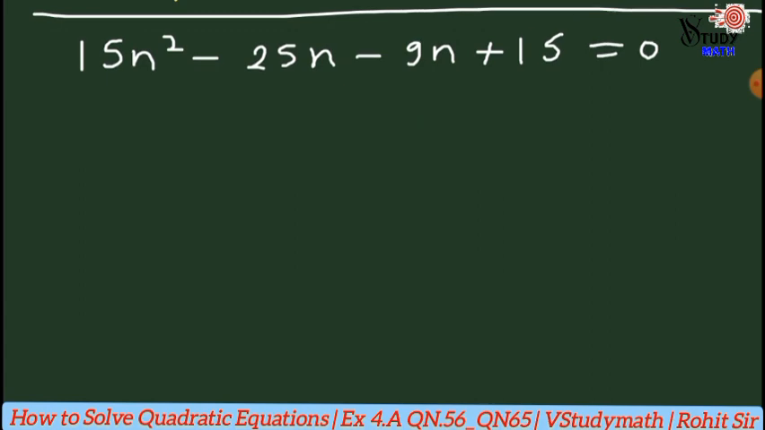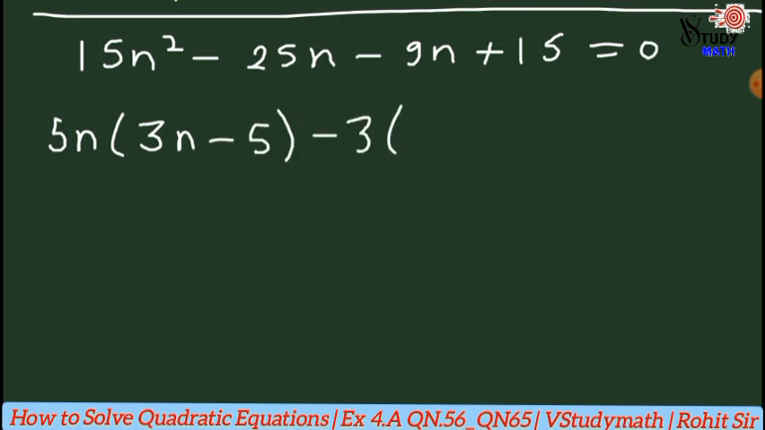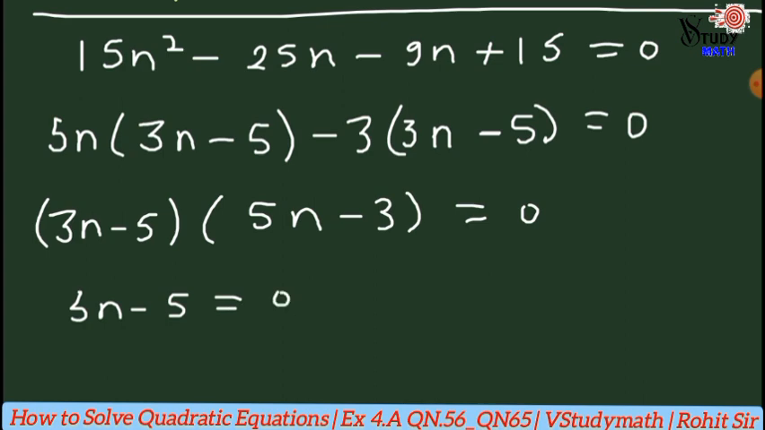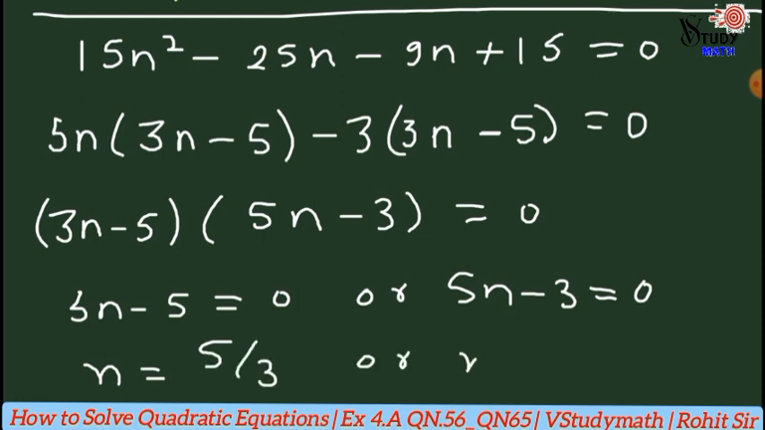Now take common. We can take 5n as common from first two terms. Then we have 3n negative 5. Now take 3 as common from last two terms. Then we have 3n negative 5 is equal to 0. Now here 3n negative 5 is a common multiple in both the terms. Then we have 5n negative 3 is equal to 0. Now put 3n negative 5 is equal to 0 or 5n negative 3 is equal to 0. Then n is equal to 5 by 3 or n is equal to 3 by 5.